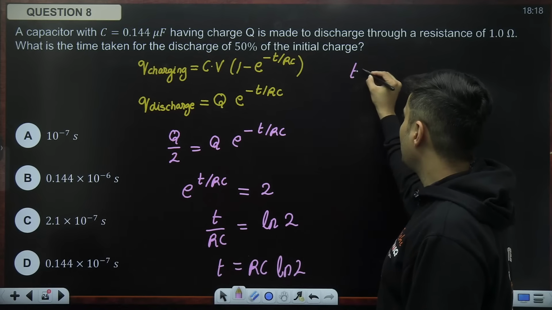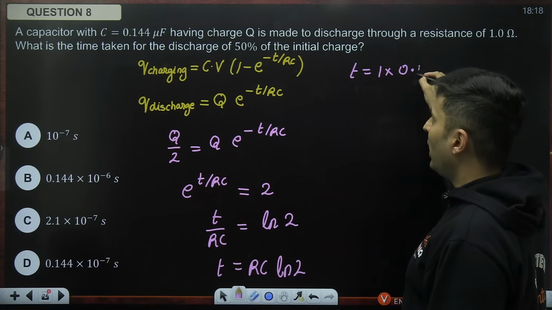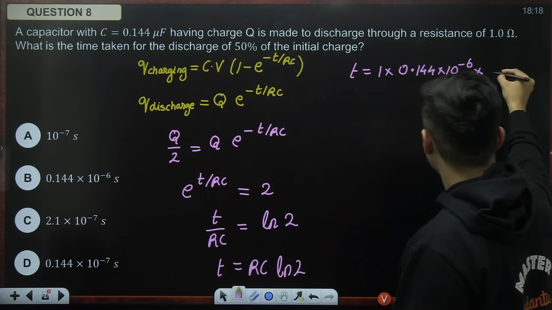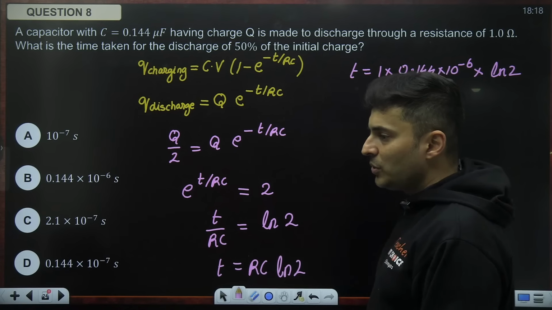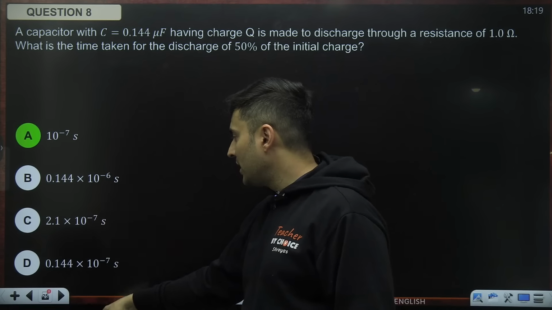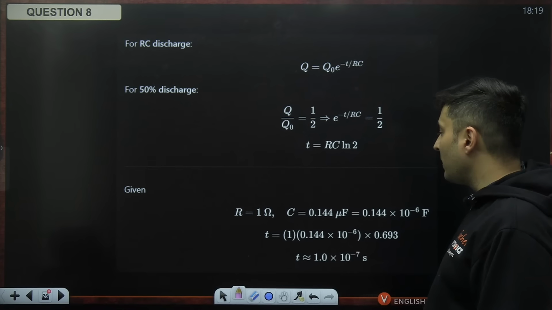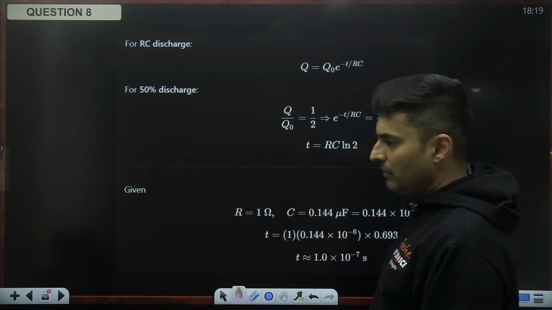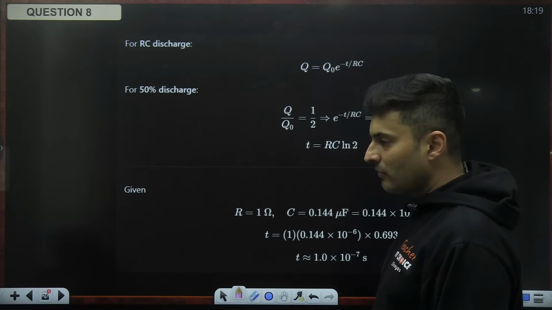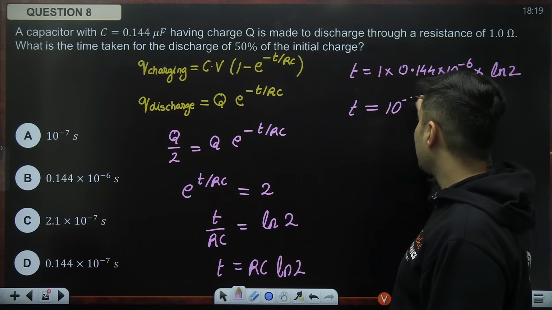Now you just have to substitute all the values. The resistance is 1 ohm, capacitance is 0.144 into 10 to the power minus 6, and into ln 2. What is the value of ln 2? Substitute and you will get the answer of the time. Yes, my dear students, you should get it approximately as 10 to the power minus 7, because ln 2 is 0.69, a standard value. If you multiply 0.69 and 0.14, it will almost come out close to 1. That is option A, 10 to the power minus 7.